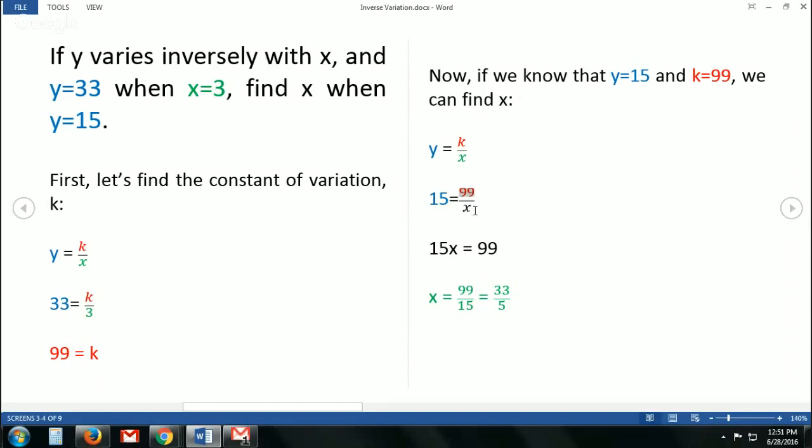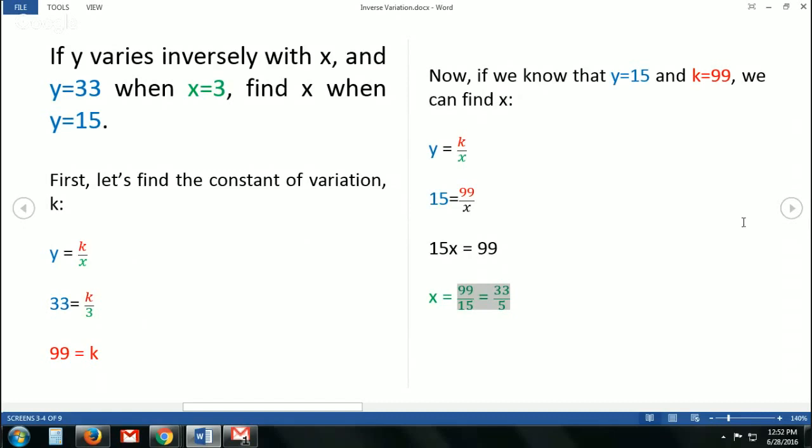So now, if we multiply both sides by x to get rid of the fraction, we'll have 15x equals 99. To solve this, we need to just divide both sides by 15. Dividing 99 by 15 gives me 99 over 15, which reduces to 33 over 5. So when y is 15, if it varies inversely, then x will be 33 over 5 for this problem.